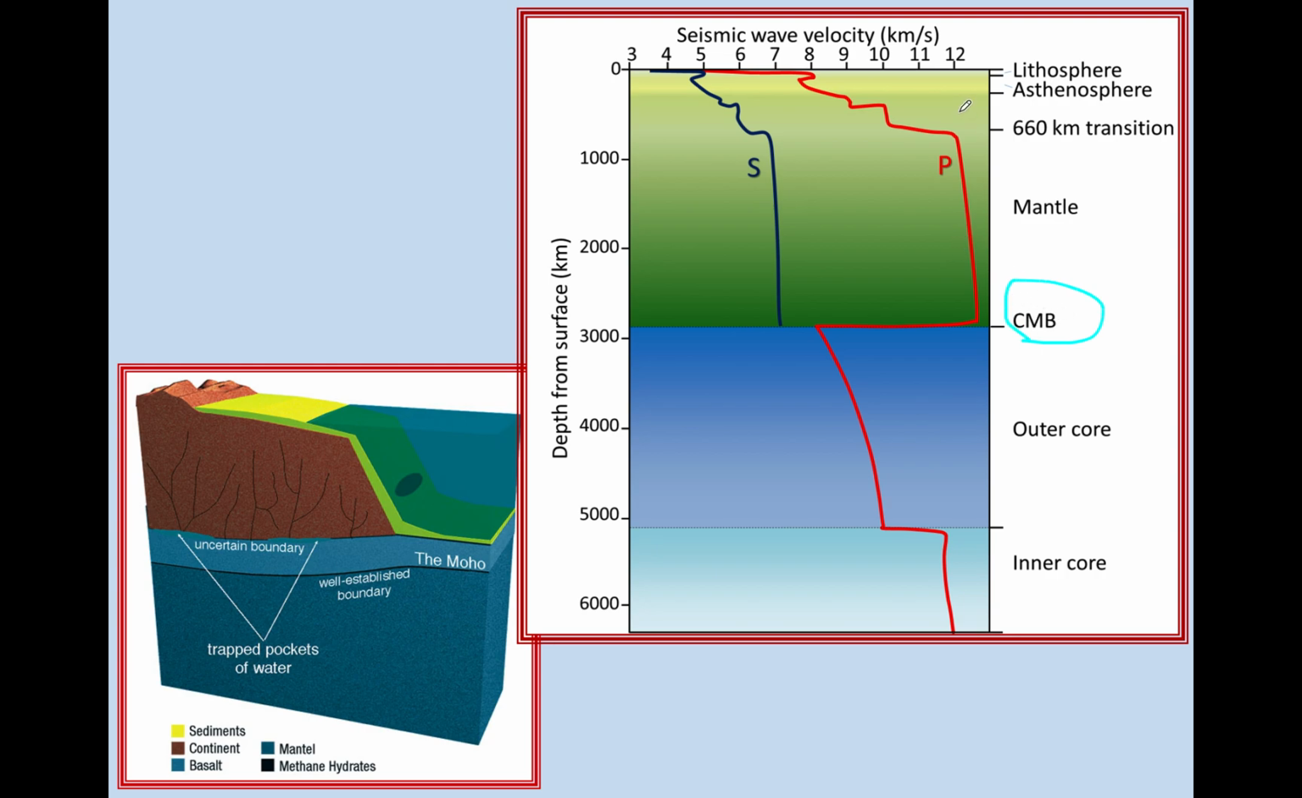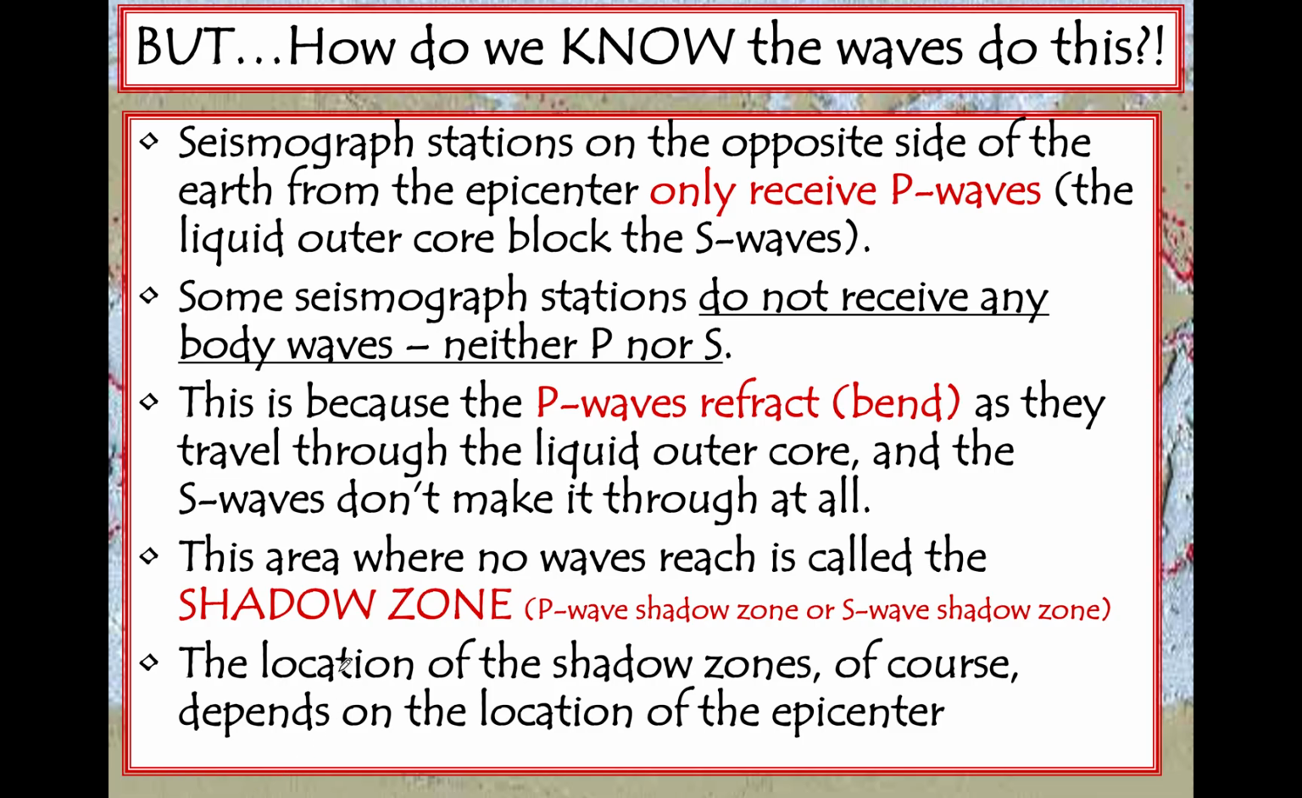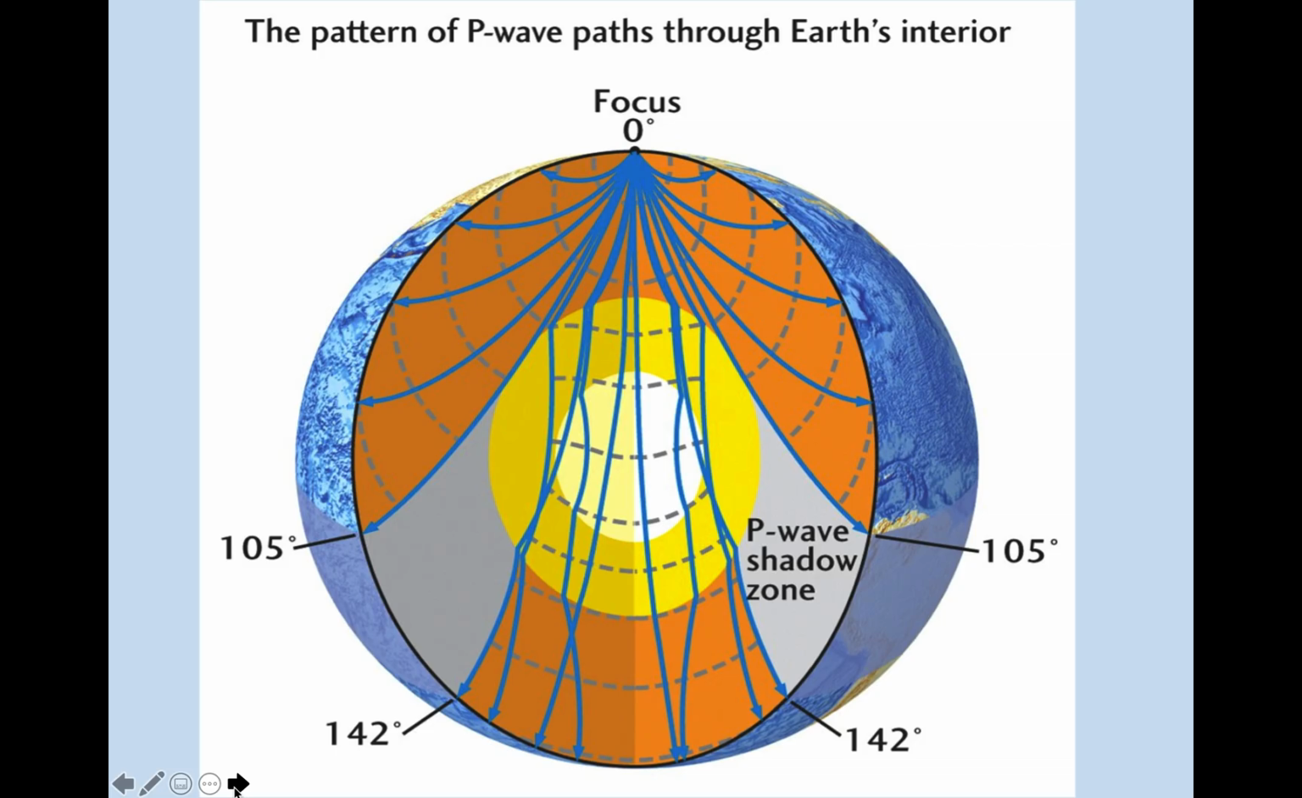This shows you the sudden decrease in speed as the P wave goes from the solid mantle to the liquid outer core, and the sudden increase of speed as the P waves go from the liquid outer core to the solid inner core. And here you can just see, bam, S waves just stop because they cannot travel through liquids. All these notes explain what I was just explaining to you.